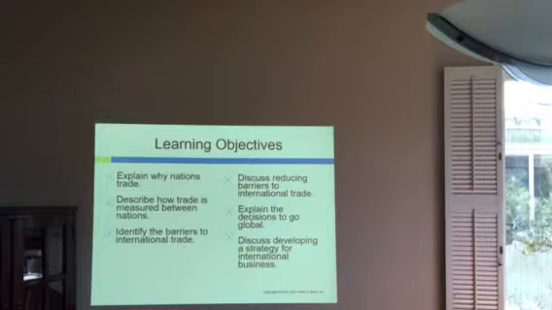Number 6, discuss developing a strategy for international business. A company that adopts a global strategy develops a single standardized product and marketing strategy for implementation throughout the world, and the firm sells the same product in essentially the same manner in all countries in which it operates.